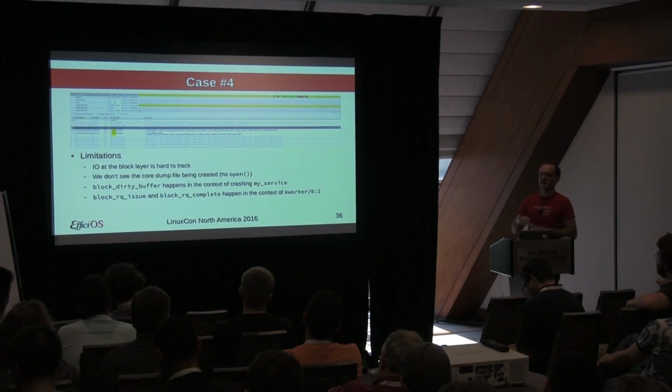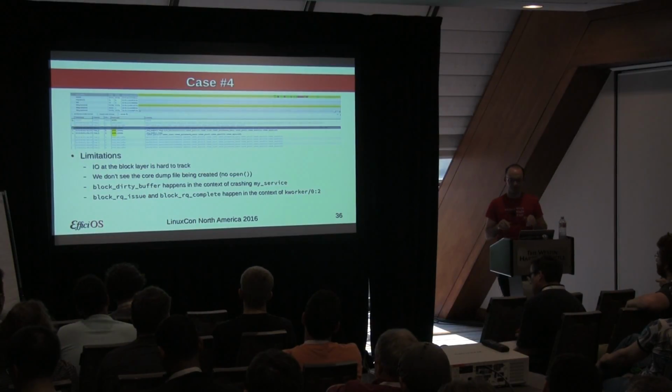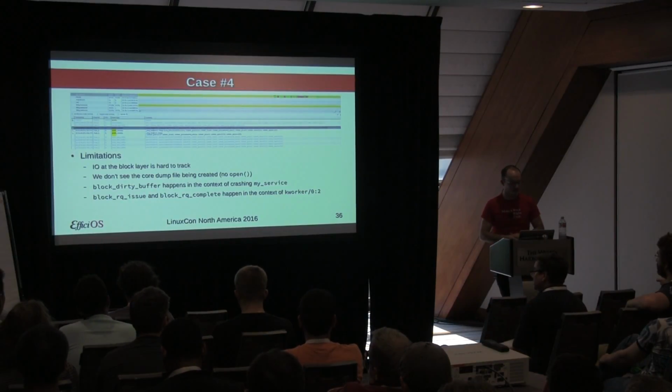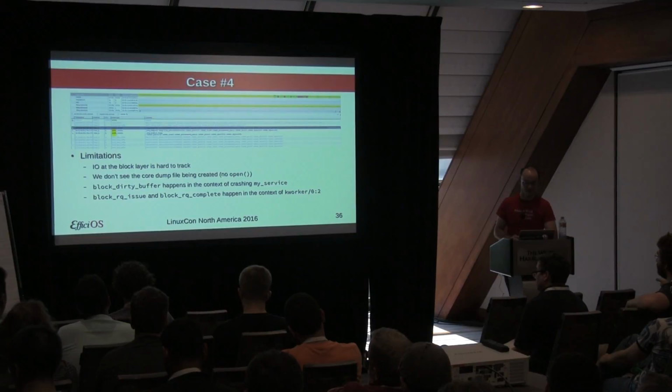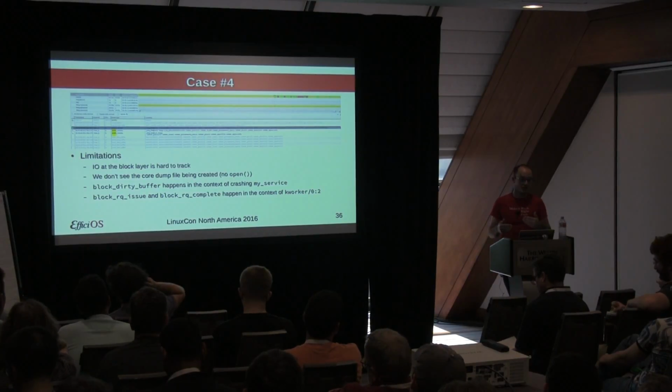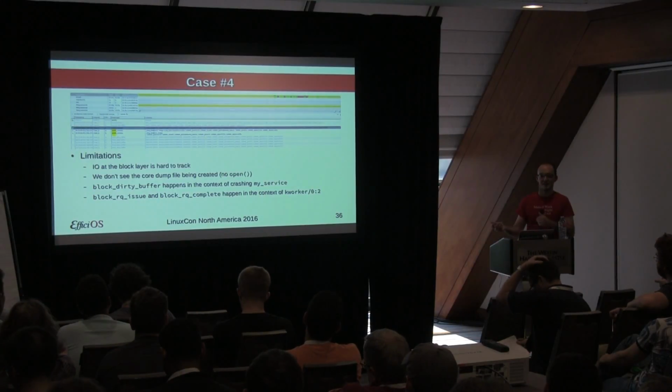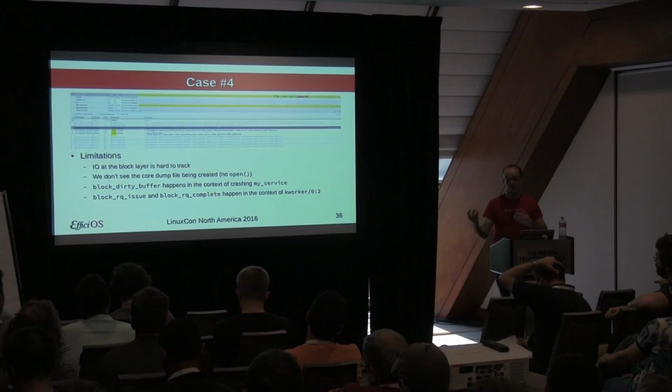Because everything we've seen so far was based on syscalls, now we're actually using kernel events that have nothing to do with user space. And block dirty buffer is happening in the context of the crashing My Service, but what we actually use is block RQ issue and block RQ complete to do the accounting on the block layer side. And that happens in the context of kworker.